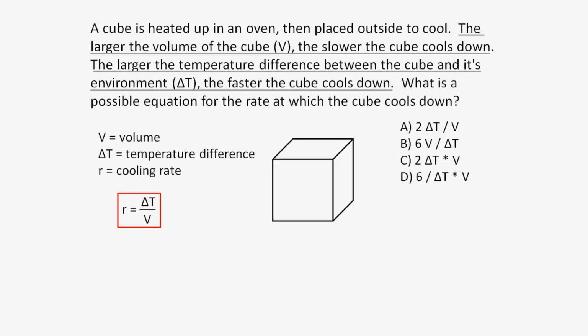for cooling rate. Of the possible solutions, we're searching for one where the delta T term is in the numerator and the volume term is in the denominator. This occurs only in the solution 2 delta T divided by V. So the answer is A.